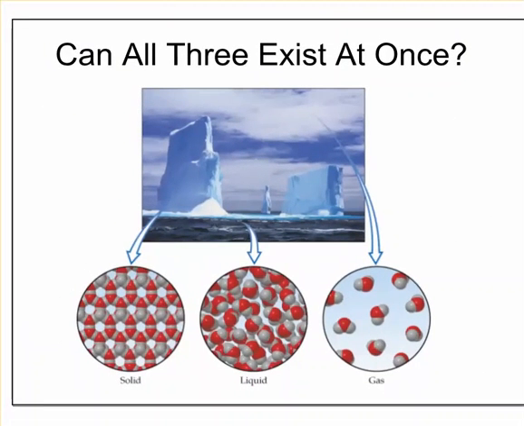Interestingly, we don't think about this much, but all three could exist in the same place at the same time. Picture here we have some salt water, liquid water, icebergs with solid water, and then gaseous water vapor.